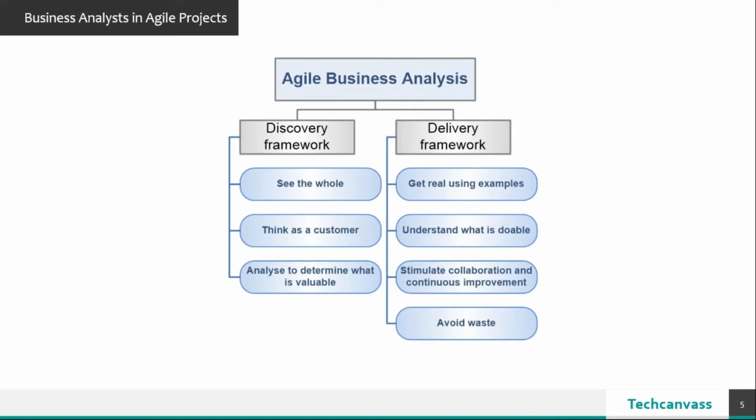The third point is stimulate collaboration and continuous improvement. That is a continuous process. In a typical agile methodology, or if you're following Scrum as a development process, there is continuous collaboration with your customers or stakeholders. You have your daily stand-ups wherein you collaborate with your customer, then you have your sprint reviews or demos wherein you're having discussions with your customers as well.